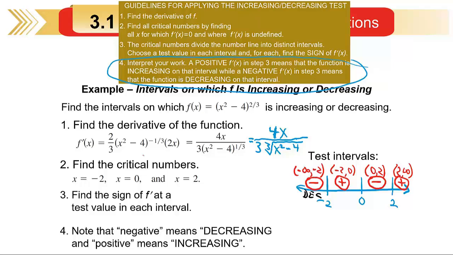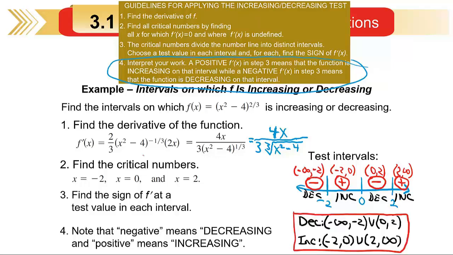So what you know is you've got decreasing, increasing, decreasing, increasing, and if you want to formally write that out, it's decreasing on the intervals from -infinity to -2 and 0 to 2, and it's increasing on the intervals -2 to 0 and 2 to infinity.